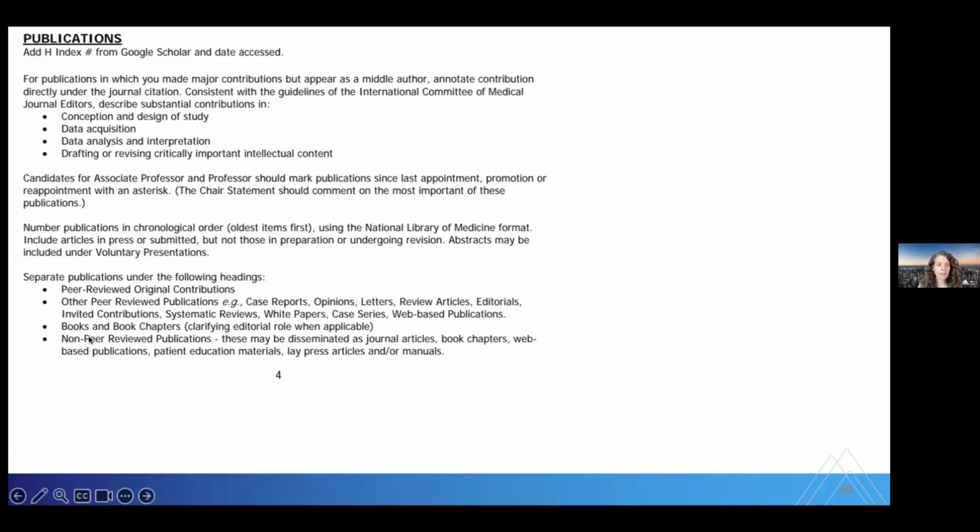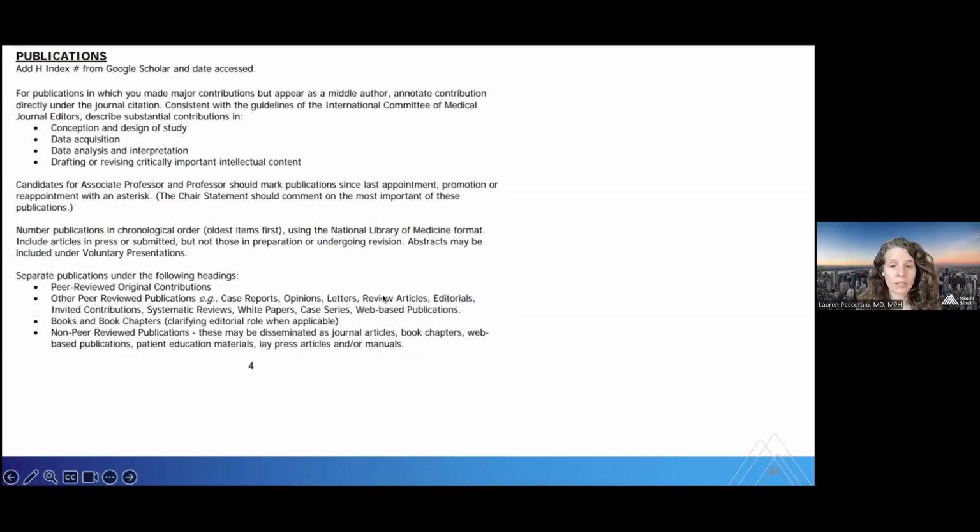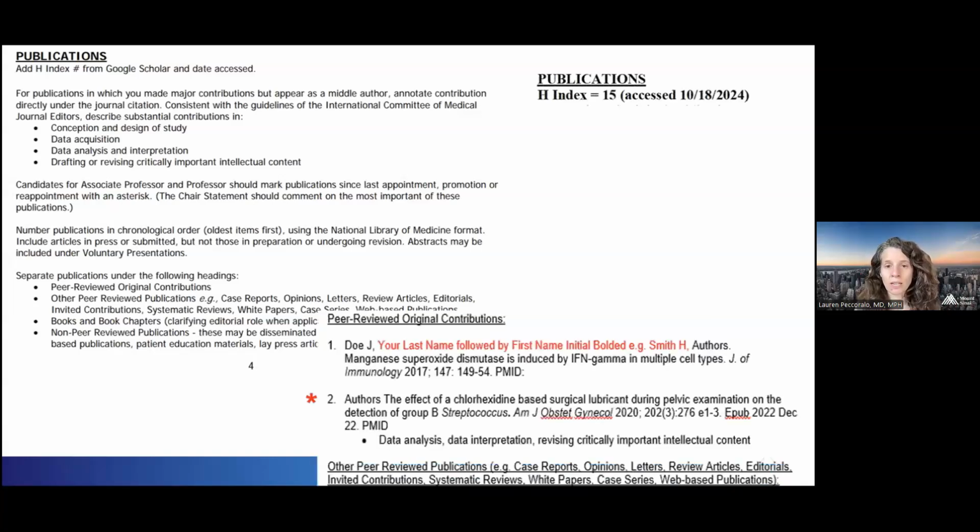Other publication headings include other peer-reviewed publications, which would be case reports, opinions, letters, review articles, editorials, etc. Books and book chapters, separate heading, and then non-peer-reviewed publications. So those are the headings that you want to use for your publications. And then just remember to do your H index.